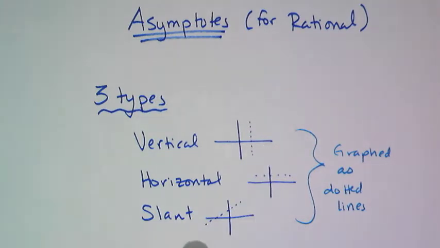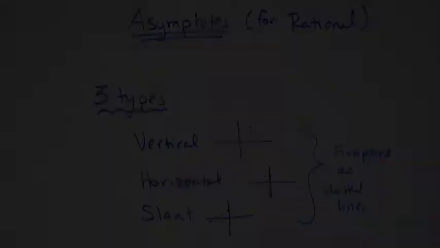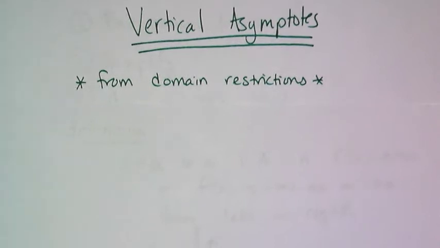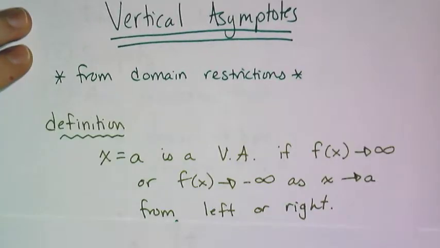Because remember, an asymptote is a line that your graph will get really, really close to. So the first type of asymptote we're going to look at in depth is the vertical asymptote, and they come from domain restrictions. Okay, so the definition of a vertical asymptote is this.